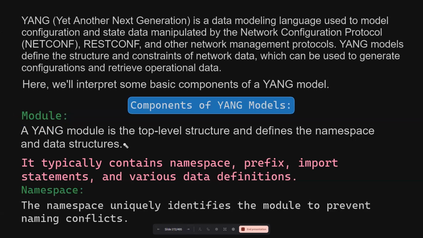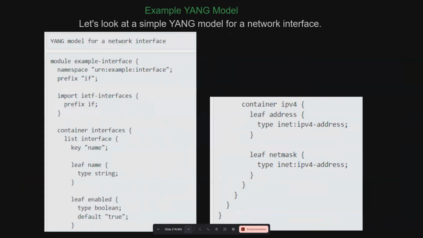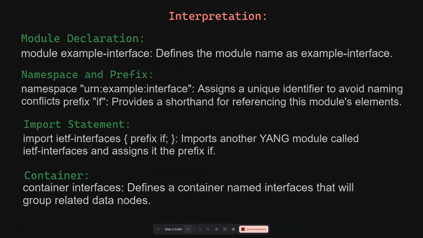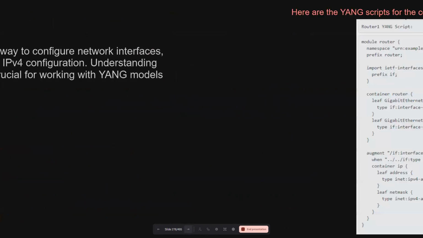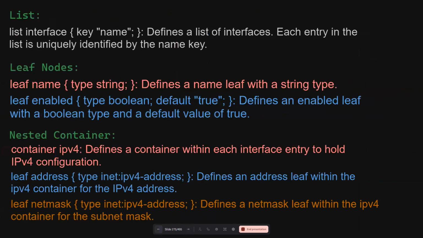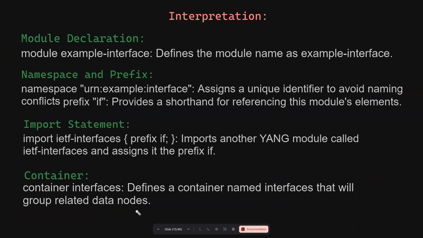So here you'll see the top level module. A YANG module is a top level structure and defines the namespace and data structure. It will define the namespace and data structure. Actually, I understand I have one diagram. I should have something. Okay, it is not in there, but you will understand that a module is nothing but the declaration.